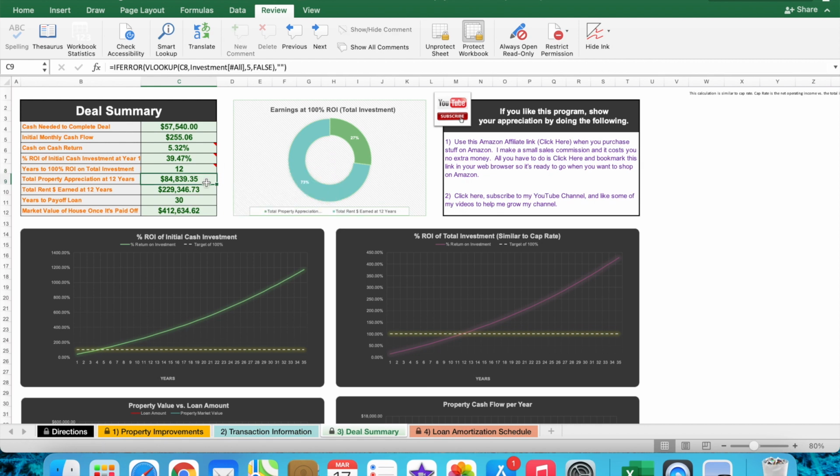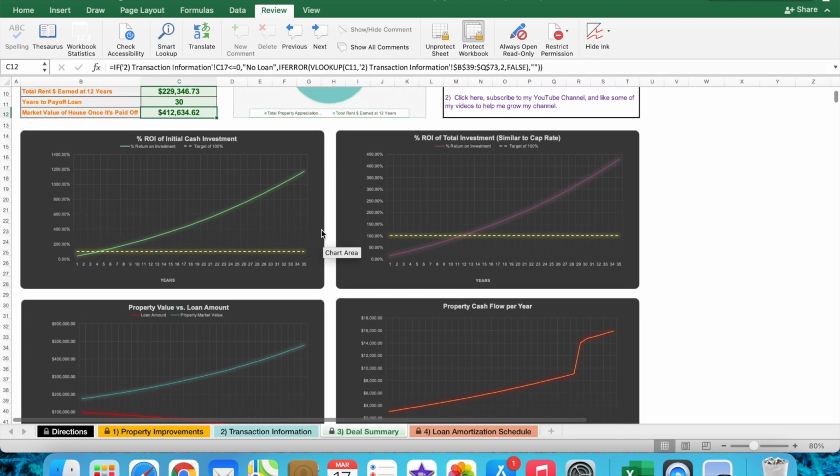And if you were to sell that property, you would essentially get 100% return on investment. So the next cell is the total property appreciation at 12 years. And the cell below that is the total dollars rent earned at 12 years. And these two are actually displayed over here in this graph, so you can kind of see, okay, how much is this property earning on appreciation versus the rent. Then down here is the years it's going to take you to pay off the loan and the market value of the property once it's paid off.